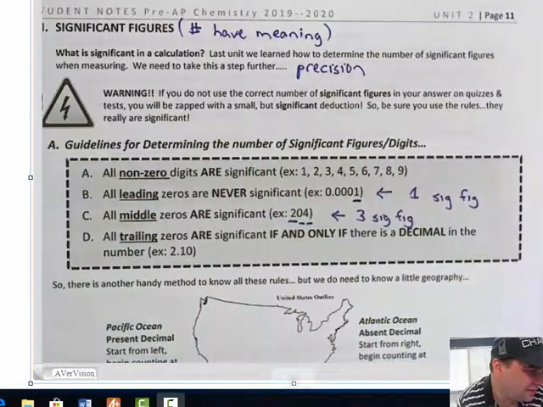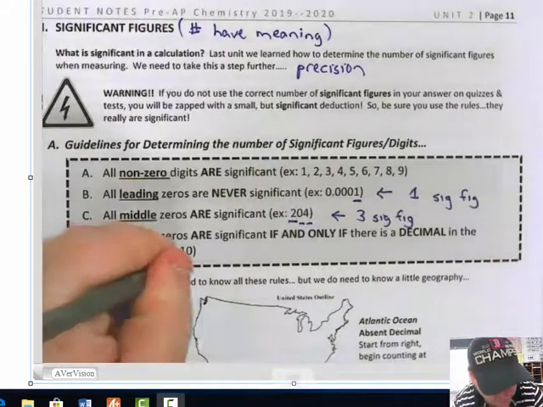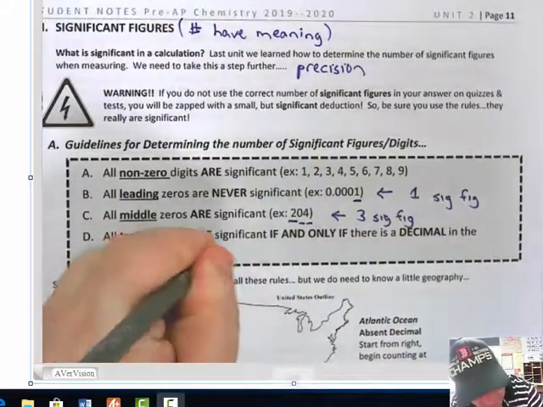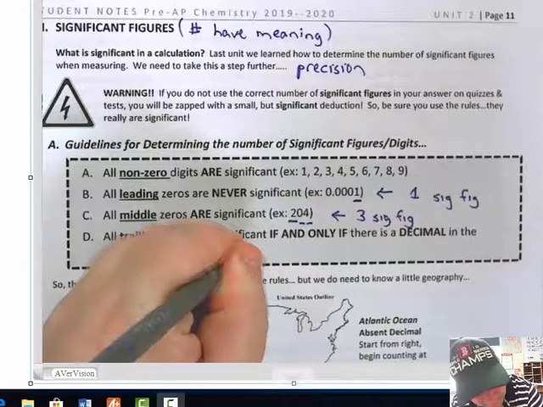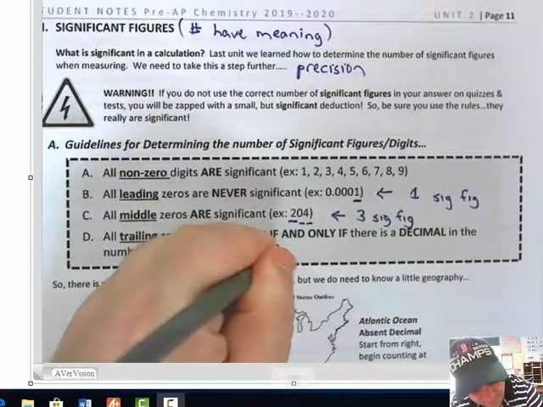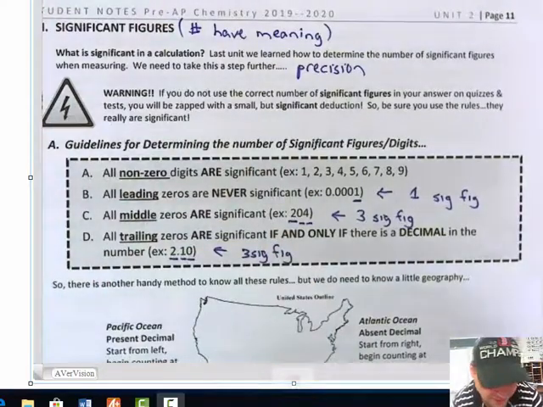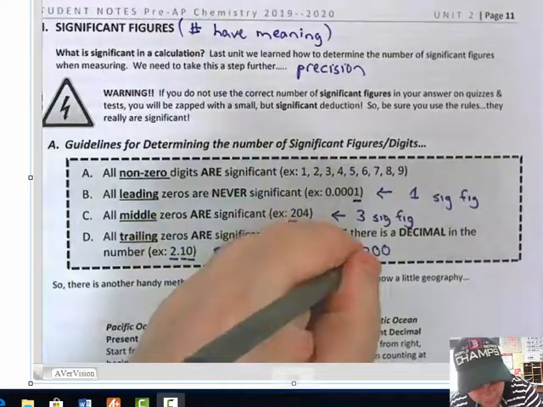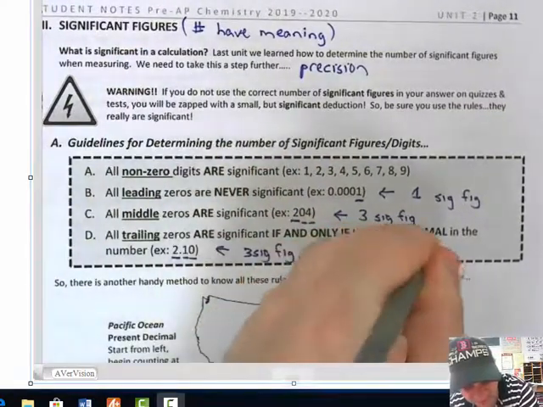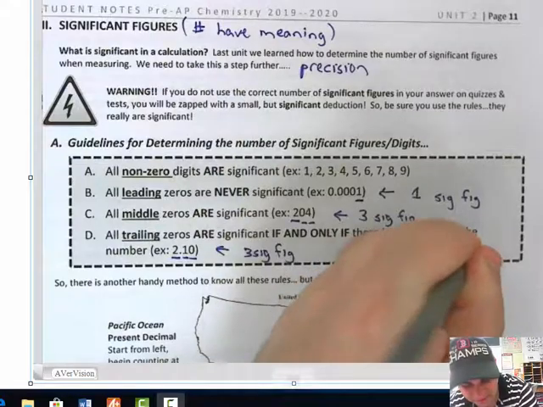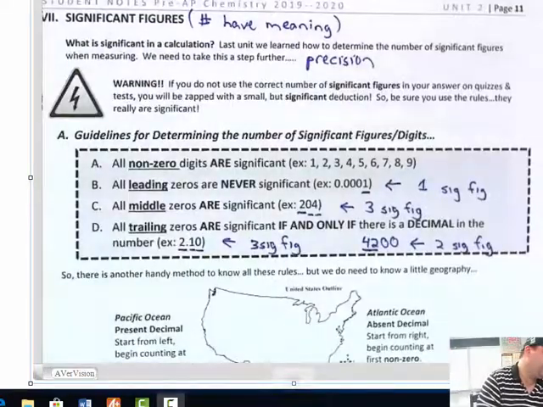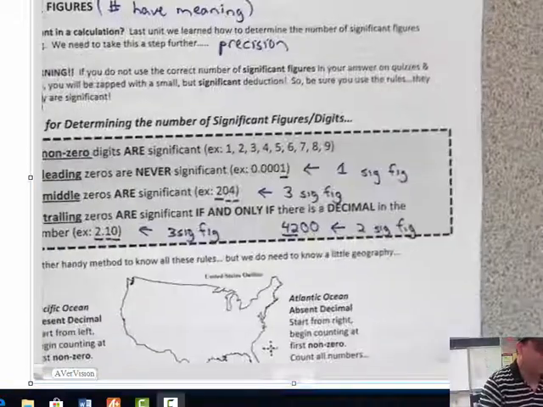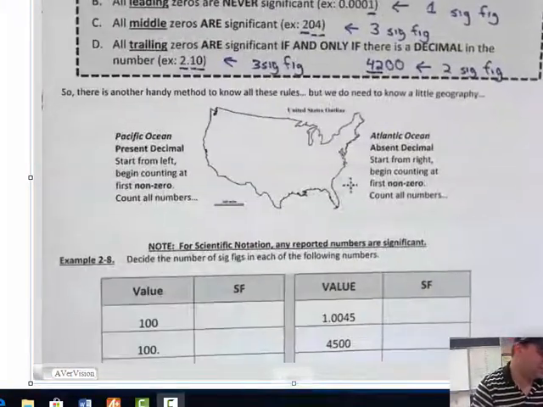Trailing zeros are significant if and only if there's a decimal present. 2, 1, 0, there's a decimal present. This would be 3 significant figures. Now, if there is not a decimal present, like 4,200, we only have 2 significant figures. Those other 2 zeros are placeholders. So that's somewhat how significant figures work here. There are other ways to do this as well.